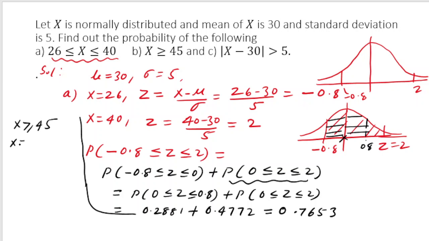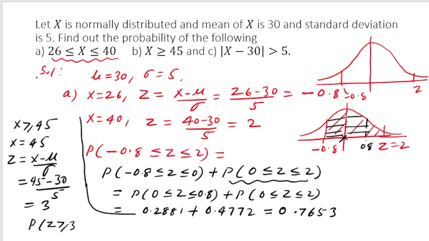So if x is equal to 45, what is z? Z is equal to x minus mu by sigma. What is x? X is 45. What is mu? Mu is 30. And what is sigma? Sigma is 5. So what we get is 45 minus 30 by 5, that is equal to 3. So we have to calculate basically probability for z greater than or equal to 3.